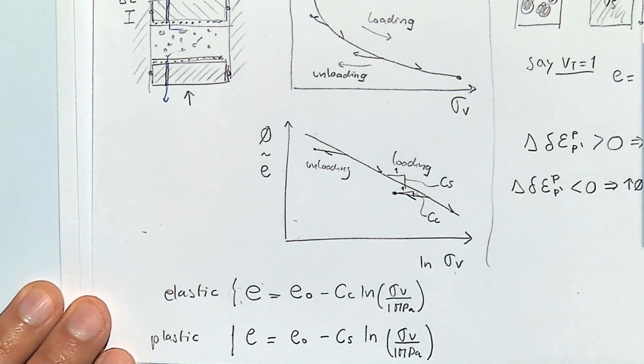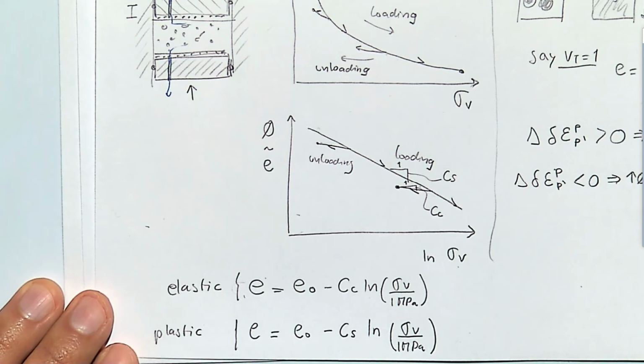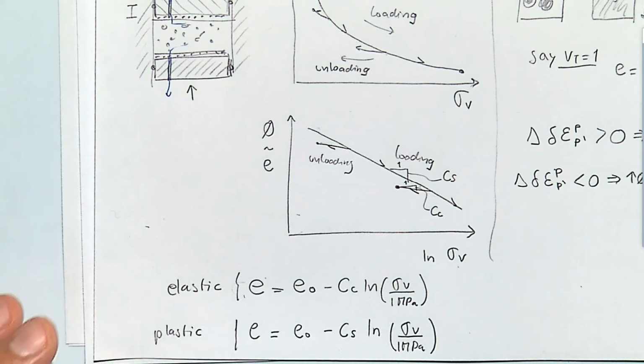Why divide by 1 MPa? Because you cannot take the logarithm of a quantity with a unit. You need to make it unitless. Otherwise, that's ill-defined.